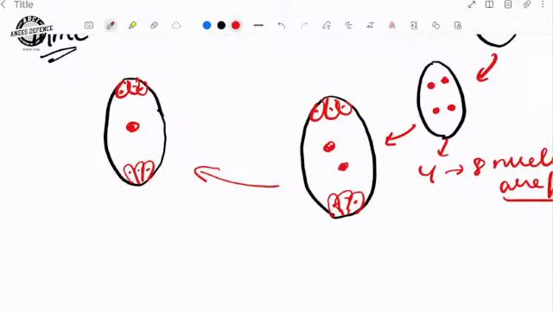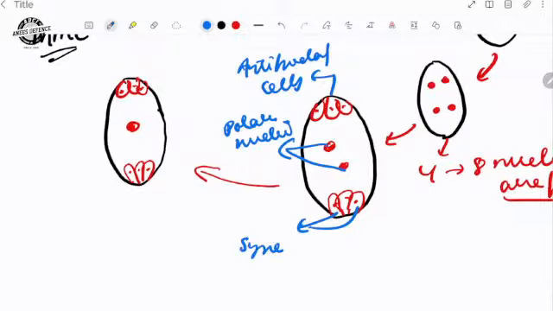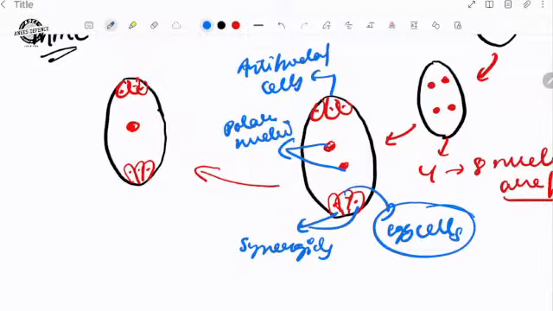See here. Now you can clearly understand that both of these are termed as polar nuclei. These are termed as antipodal cells. Both of these are termed as synergids, and in between, one is termed as the egg cell, through which the male gamete is going to fuse. Understood?